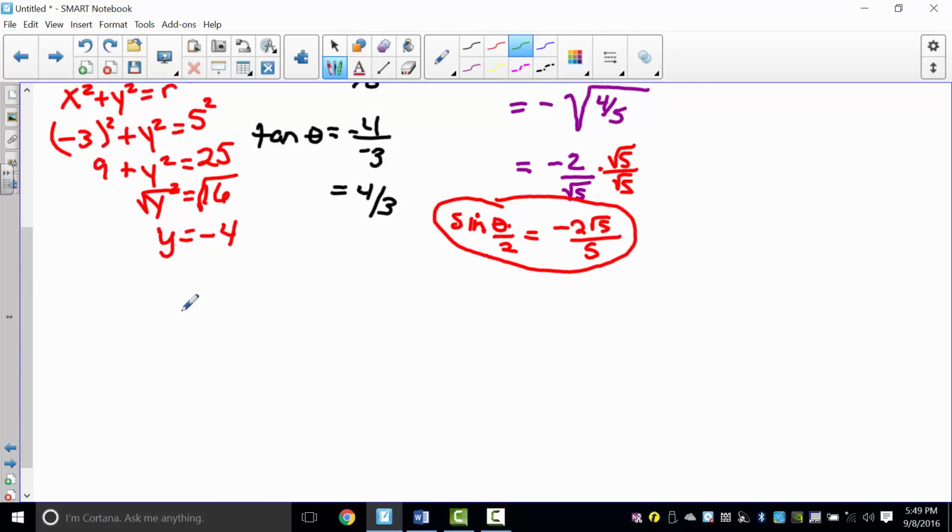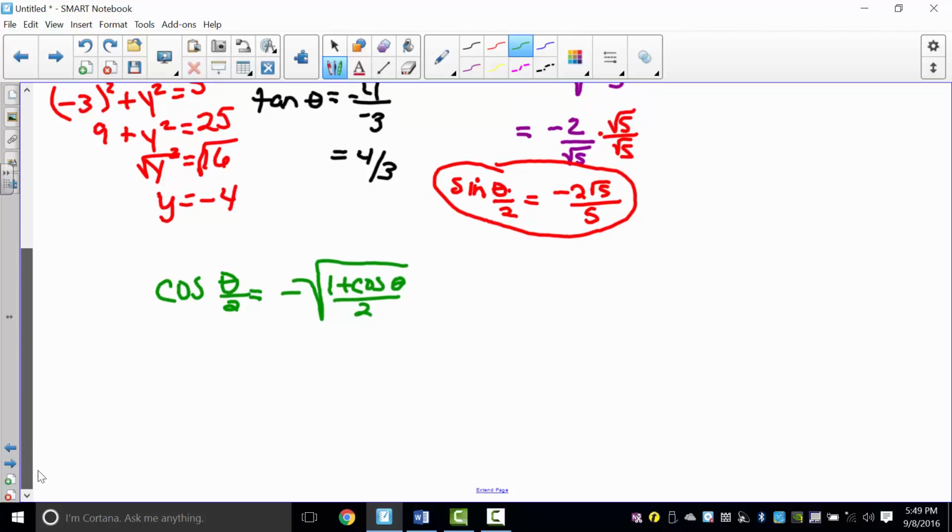Next, we're going to find the cosine of theta over 2. Again, the formula starts with a plus or minus in front of that radical. In quadrant 3, cosine is negative. So it's negative radical 1 plus cosine theta divided by 2. Cosine was negative 3 over 5. So we want to plug that in.